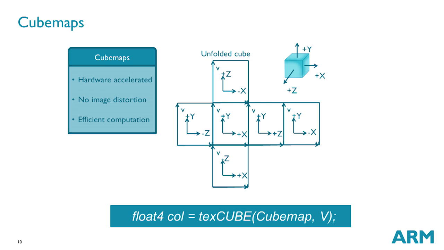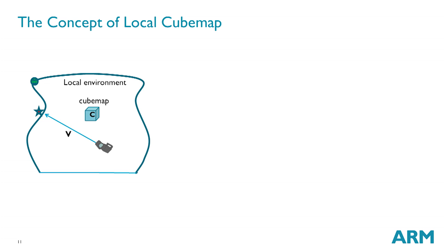And let me now introduce the concept of local Cubemap. We all know how to work with Cubemaps and how to access the texture from the Cubemap by supplying the vector, which defines the direction in space. But let's think about what happens if we try to use the standard Cubemap in a local environment, in an environment with arbitrary boundaries.